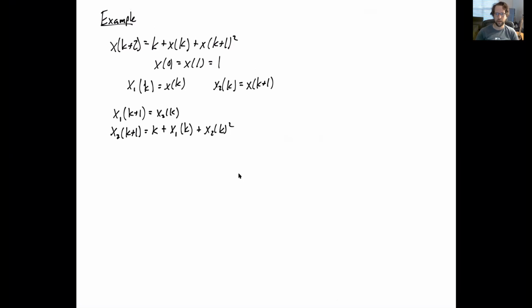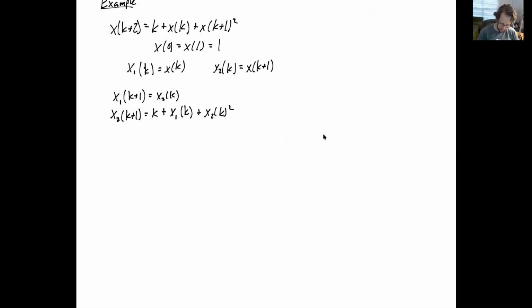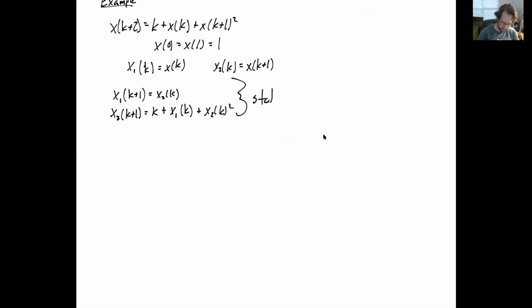Okay, so as you can see, we have x sub 1 of k equal to x of k, so we just substitute that right here, and then we have x sub 2 of k equal to x of k plus 1, and we just substitute it there, and we get this right here. And so this right here is in state space form. Awesome.